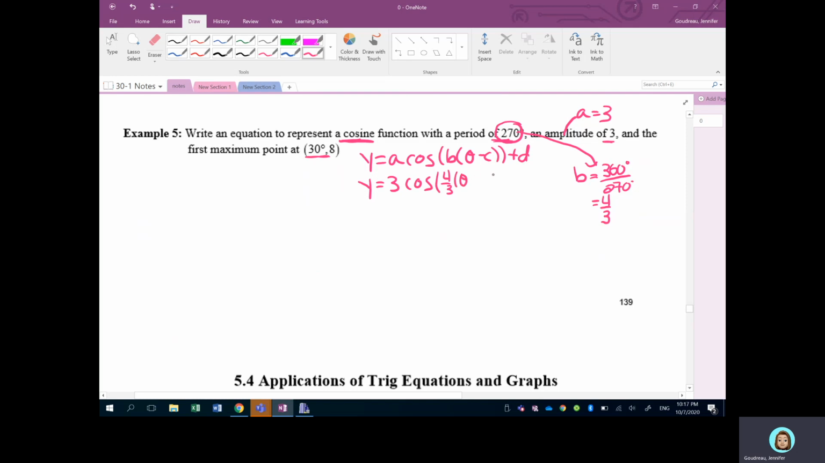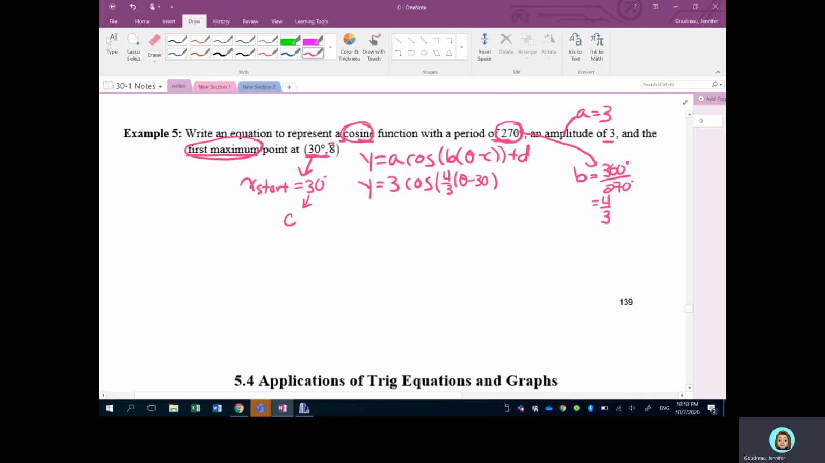Now, the C and the D, we're not quite sure about. All we know is the first maximum point is at 38. Well, cosine starts at the maximum. So since we have the first maximum point is at 38, this right here is our x start. We're looking for a cosine. Cosine starts at the maximum. This first maximum has an x value of 30. Our x start is always our c value. So because it's a positive 30, it's going to be x minus 30.